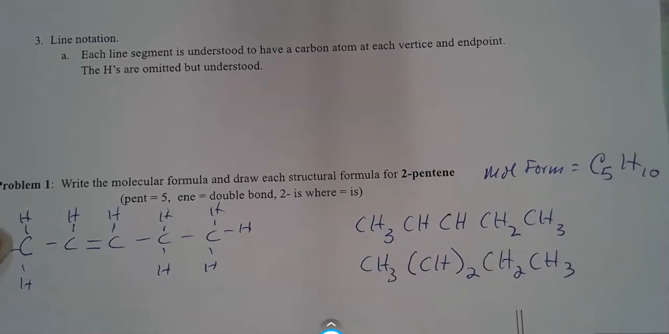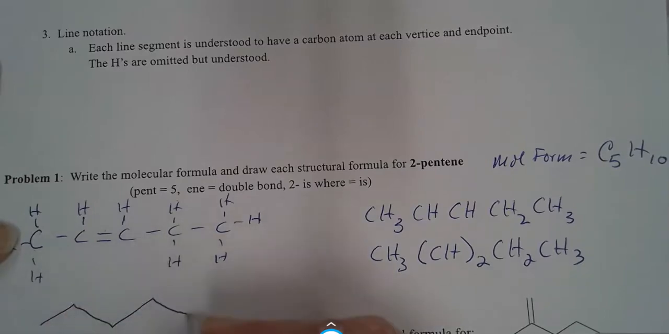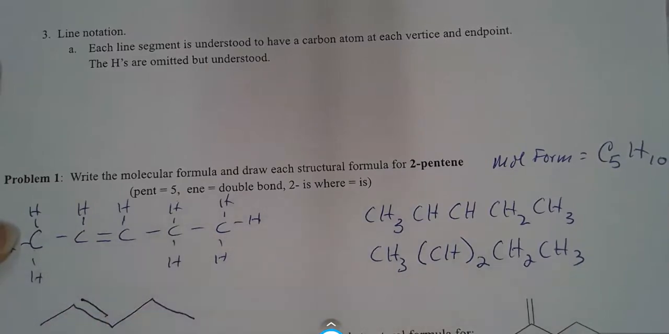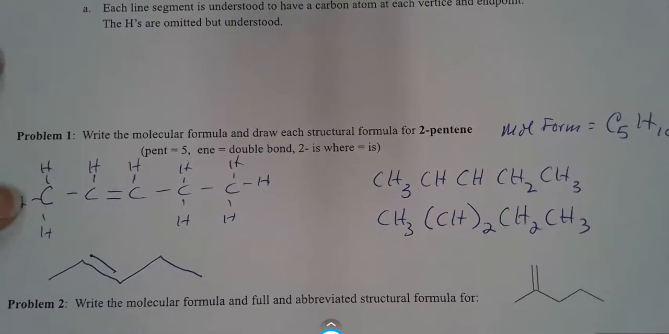And now let's do the line notation. All right, I'm going to look at this again. And okay, I need 1, 2, 3, 4, 5. And I have a double bond between 2 and 3. So there are all those different kinds for 2-pentene.